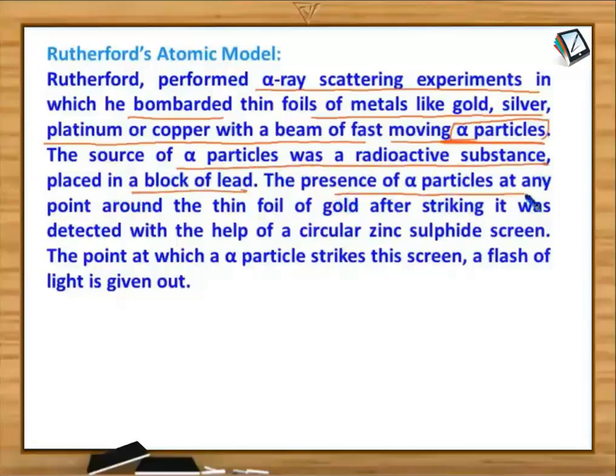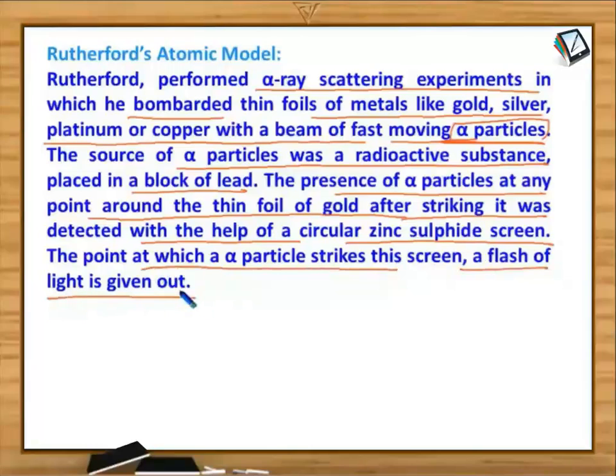The presence of alpha particles at any point around the thin foil of gold after striking it was detected with the help of a circular zinc sulfide screen. So, after passing through the metal foil, whenever we place a zinc sulfide screen, we can observe the alpha particles. At the point at which an alpha particle strikes that screen, a flash of light is given out. So based on the flash of light, we can say that a particular alpha particle is striking the zinc sulfide screen.